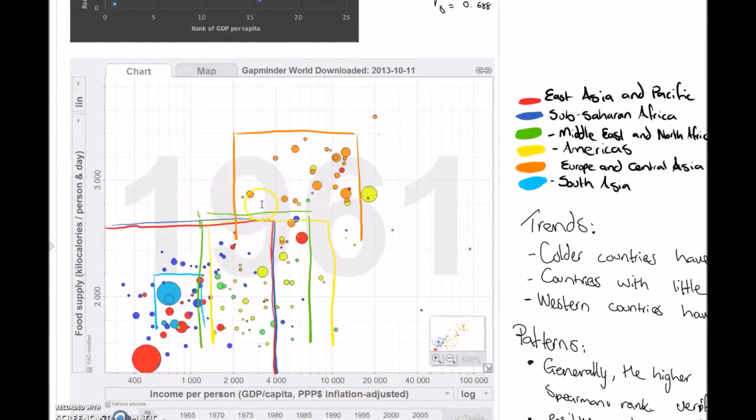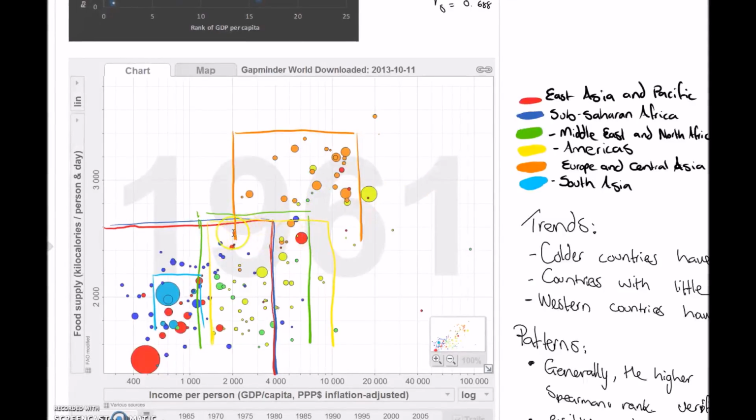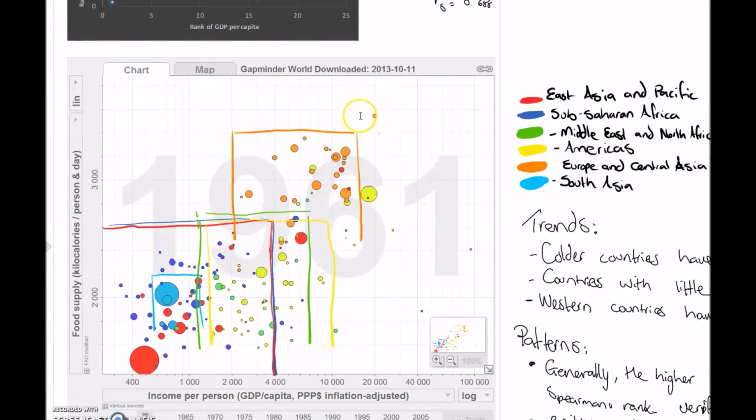So Sub-Saharan Africa, East Asia, and the Pacific are clustered here together, and they have 4 anomalies each. You can see there are blue countries and red countries outside of this general box area. For the yellow, which is the Americas, there are 6 anomalies. For orange, there's just 1 anomaly, which is Switzerland, and that is all the data we have.